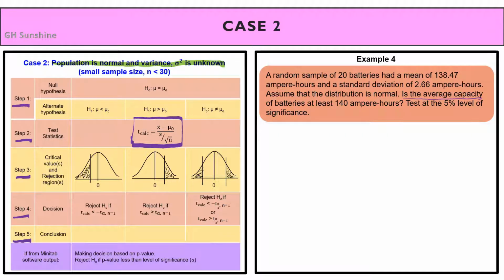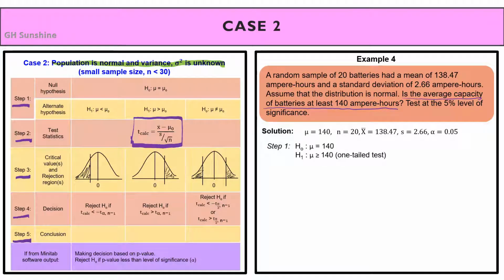Is the average capacity of batteries at least 140 ampere hours? So first, as usual, list all the information given, the mu, x bar, s, and also the alpha value. And then first step, set up the hypothesis: H0 mu equal to 140, and then for H1 mu at least 140. So this is a one tail test.